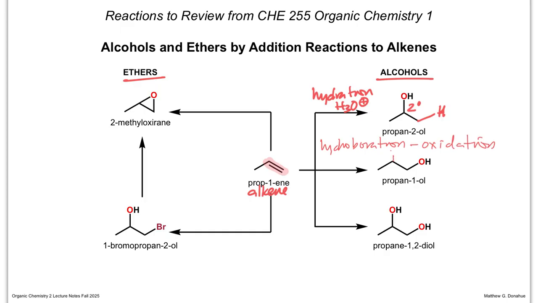If you look, it's still adding water across the pi bond, but now you're ending up with a primary alcohol. So this is one of those sets of conditions where overall you're still making an alcohol, but the nature of the conditions is going to favor one class over the other.